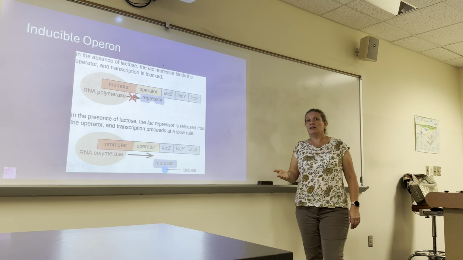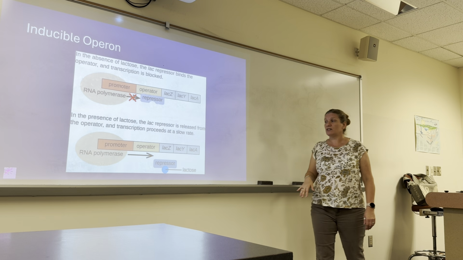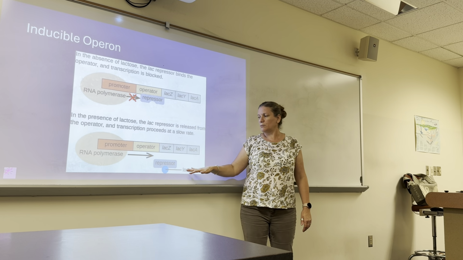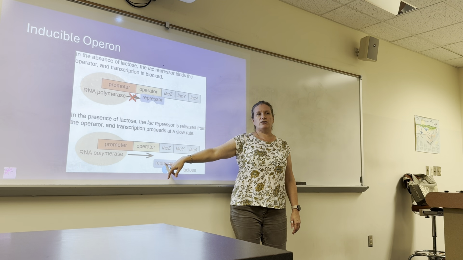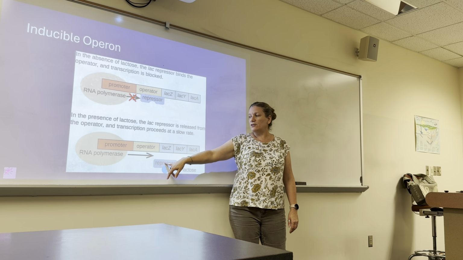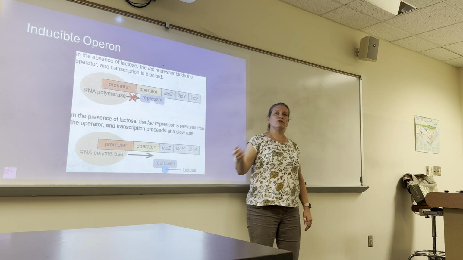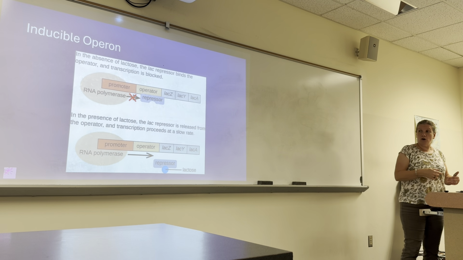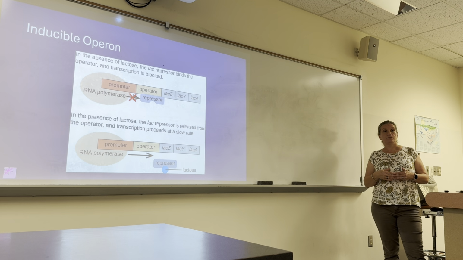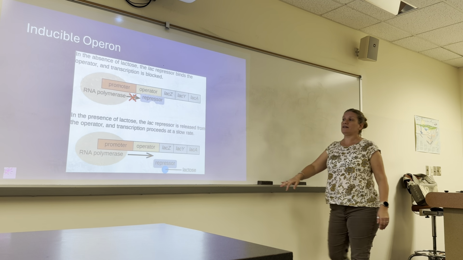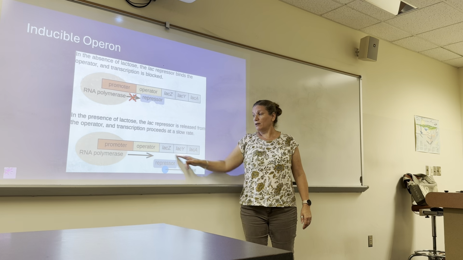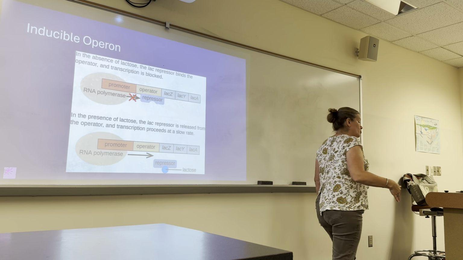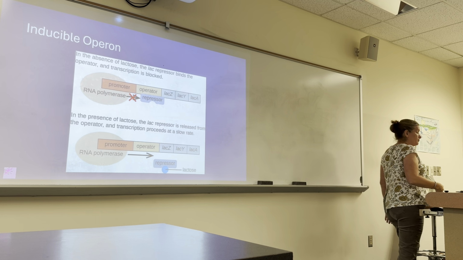When lactose is present, when that substrate is present, the lactose is actually a derivative of lactose, but it will interact with the repressor. And that interaction will make that repressor inactive, so it will fall off of the operator. Now RNA polymerase can transcribe the genes, produce the protein products to metabolize lactose.